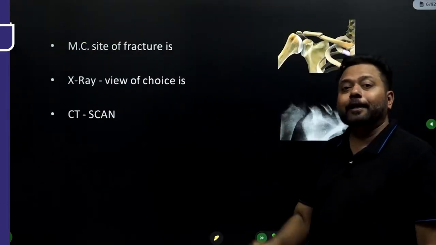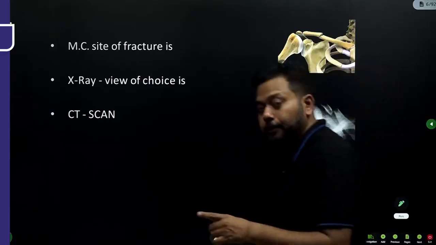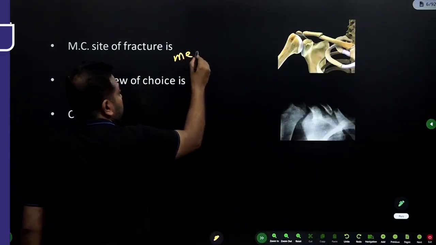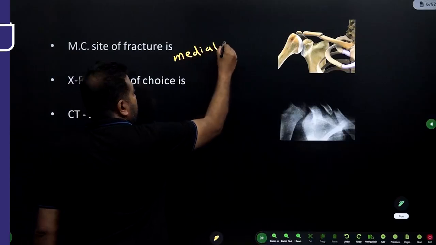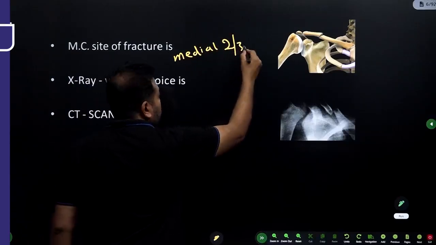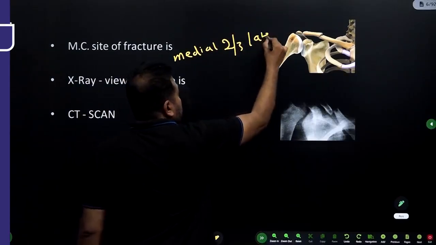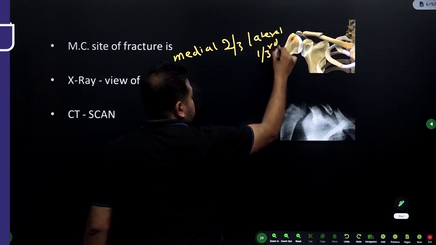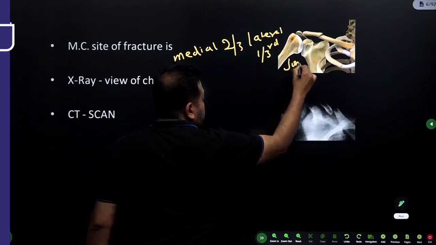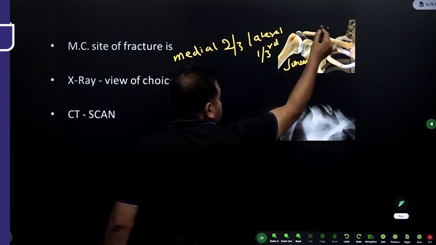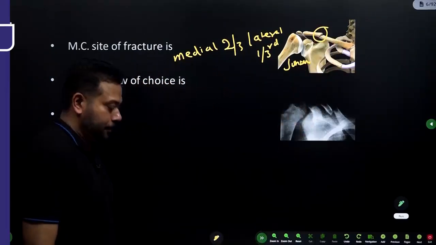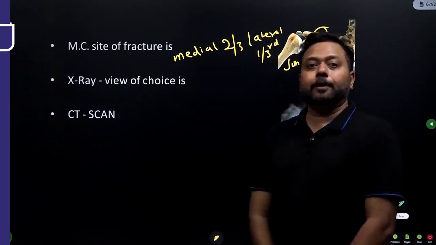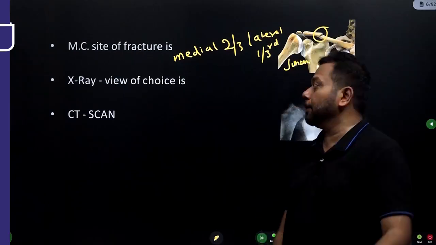Now, most common site of fracture, I told you, this has been asked 1 lakh times: medial 2/3, lateral 1/3 junction. So this is the most common site, a 1 lakh times repeated MCQ. Most common site of fracture clavicle is the medial 2/3, lateral 1/3 junction.